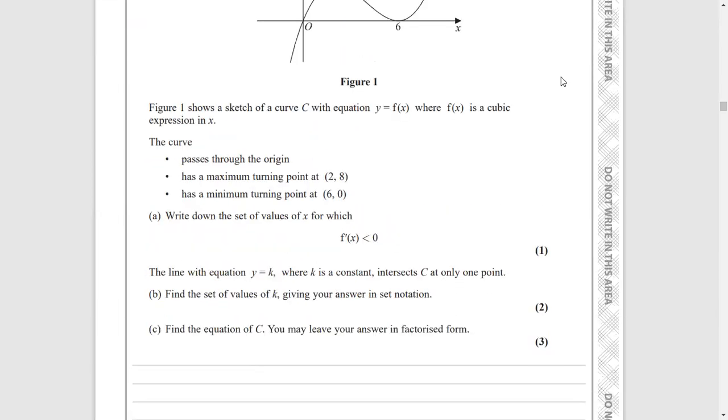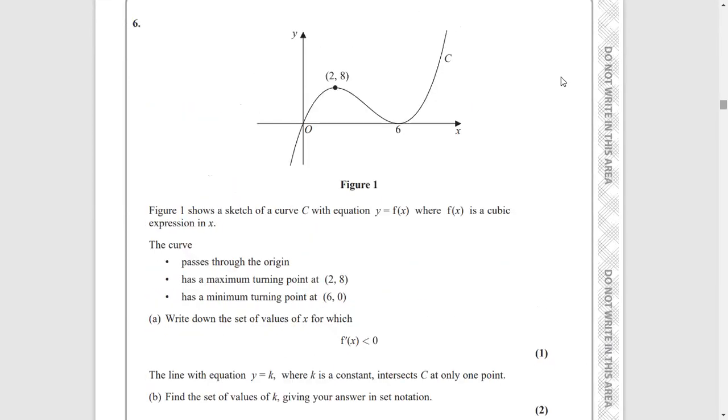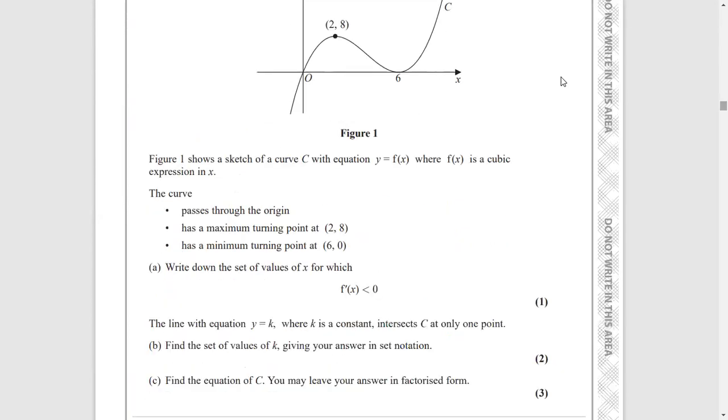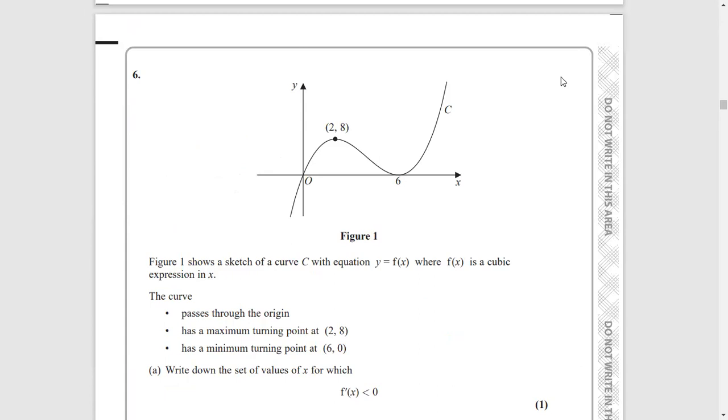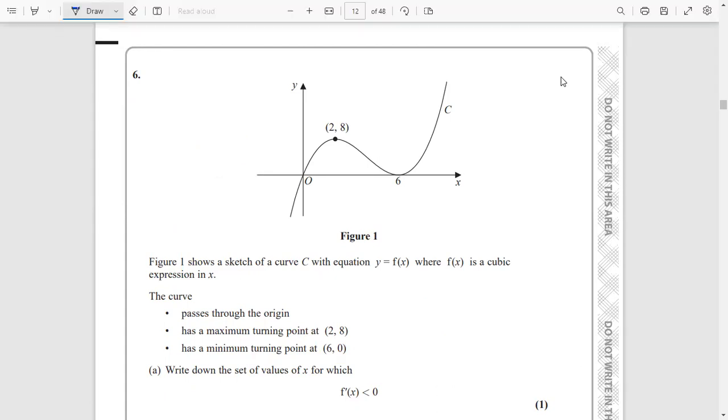The first question says, write down the set of values of x for which the derivative of f is less than 0. With this one, we've got to look at our curve and think, where is the derivative less than 0? Remember, the derivative is essentially the gradient of your curve. So where is the gradient of this curve less than 0? Looking at our graph, the gradient at the start is positive, all the way up to an x coordinate of 2. But then the gradient becomes 0 there, and then it becomes negative.